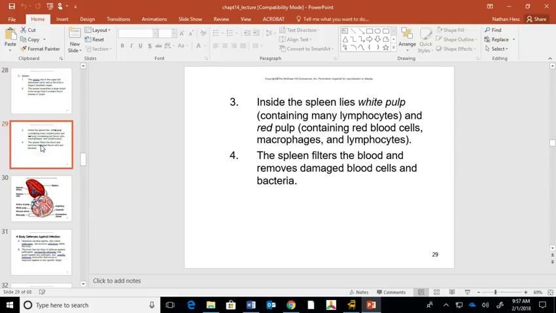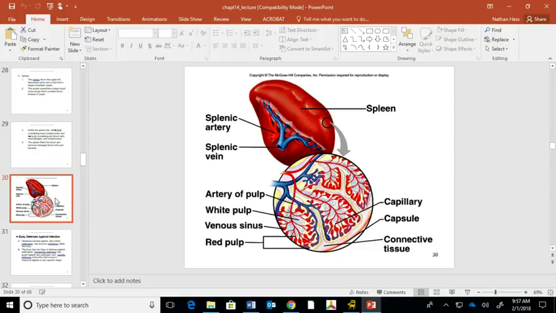Whereas the lymph nodes are filtering what? The lymph, right? The fluid. This is actually doing the same kind of thing to the blood. We cool? Oh, and here's a picture of that.